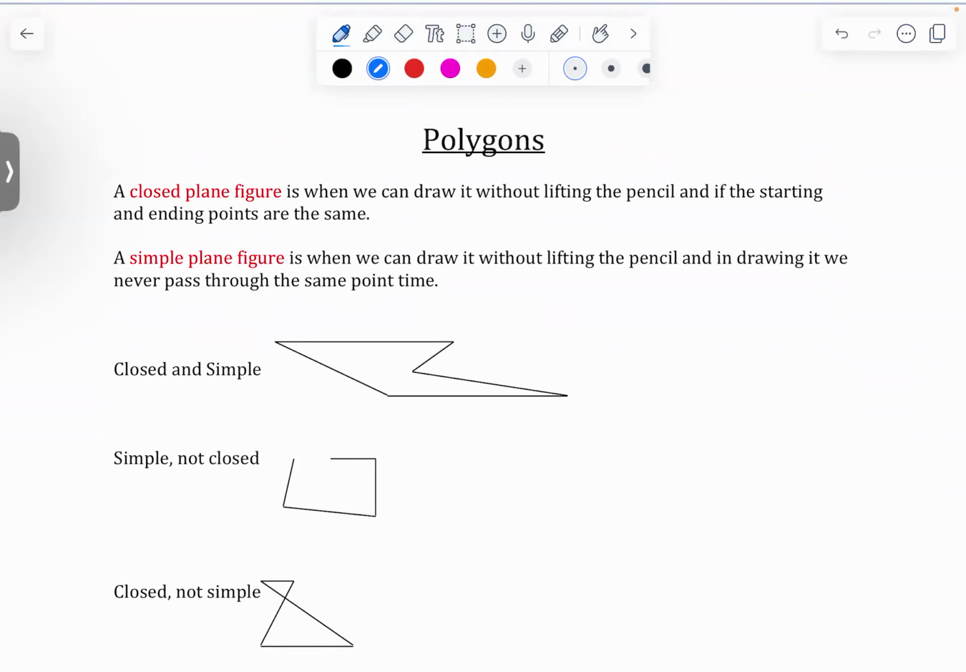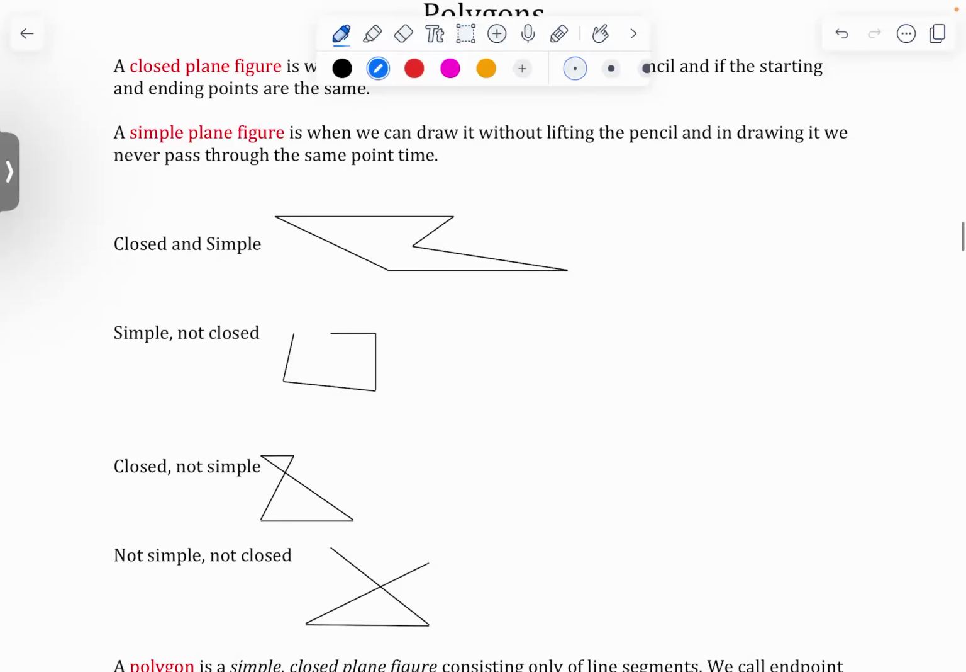A big definition we're going to see is polygons. So, before we get into the details of polygons, let's discuss what a closed plane figure is and a simple plane figure. A closed plane figure is when you start and stop your pencil at the same spot. A simple plane figure is when you don't pass through it. Notice in this first example, the figure is connected and it doesn't cross through itself. So that is closed and simple.